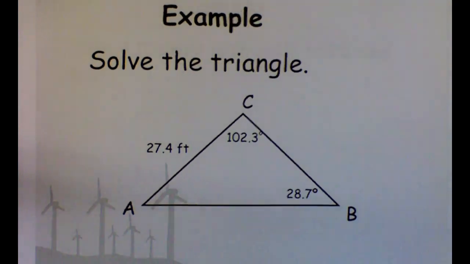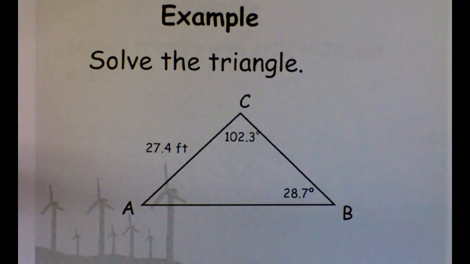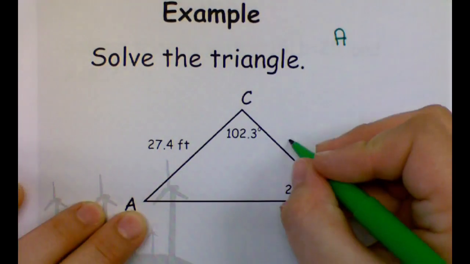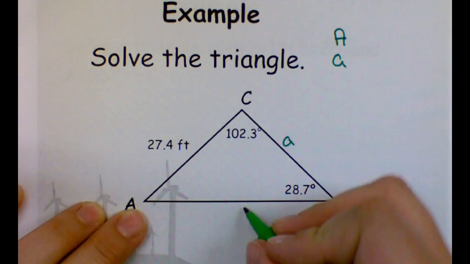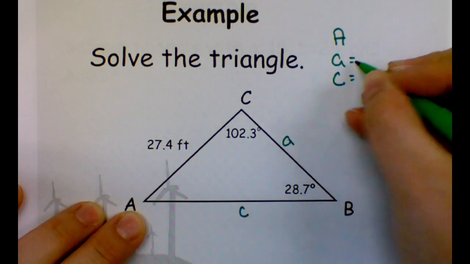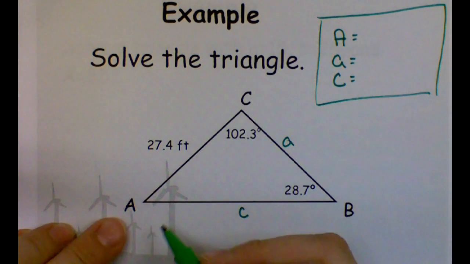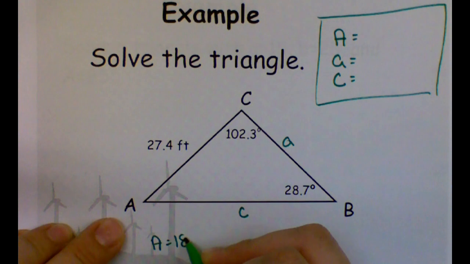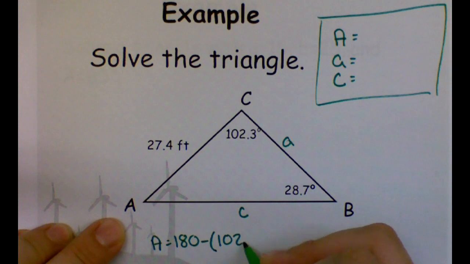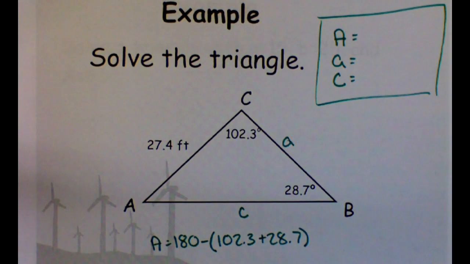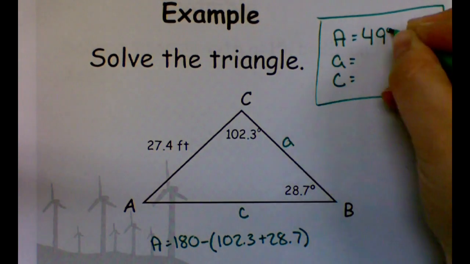All right, this one is the same type of problem. So we start off, what do we need to figure out? Well, I need to figure out angle A, I need side a, and I need side c. All right, well, angle A is the easy one. We'll just take 180 minus the sum of the two that we know. So 180 minus 102.3 and 28.7 gives us 49 degrees for angle A.